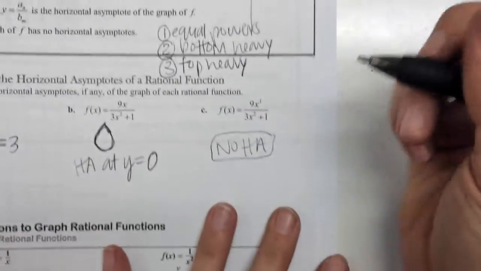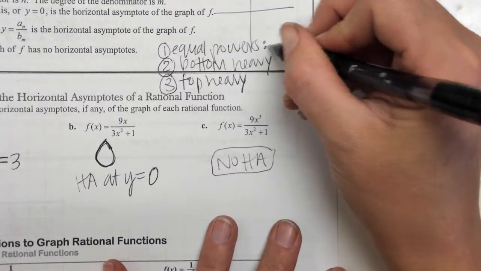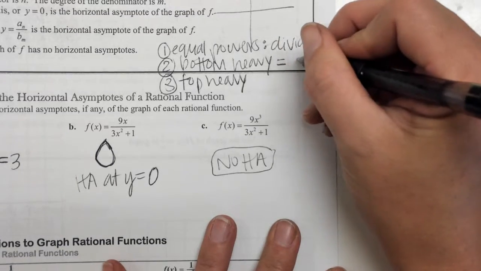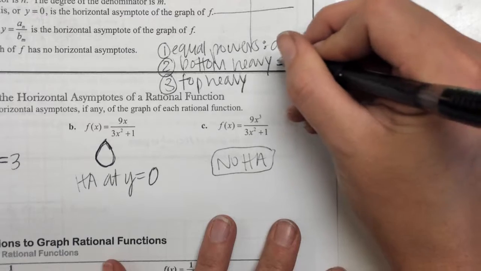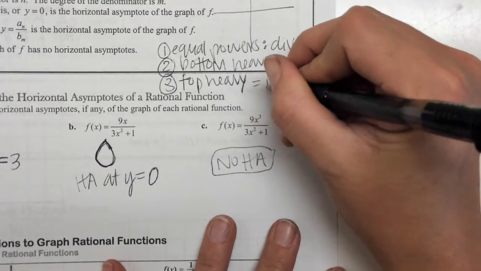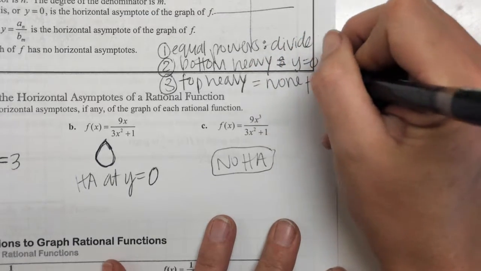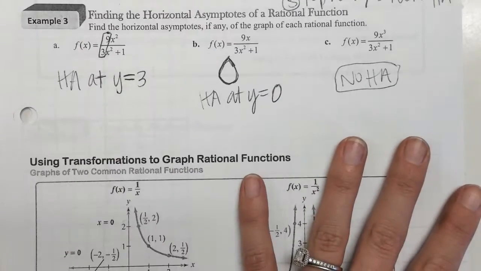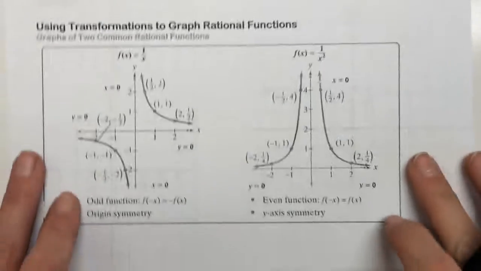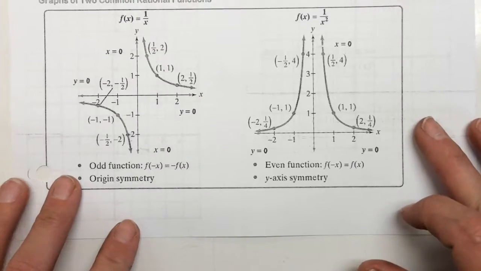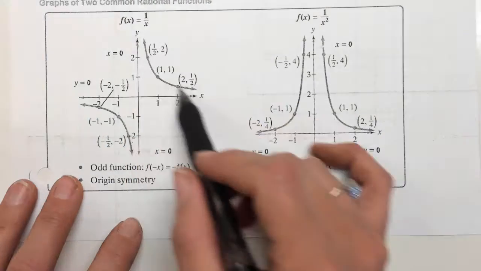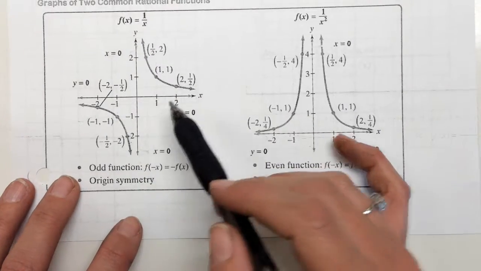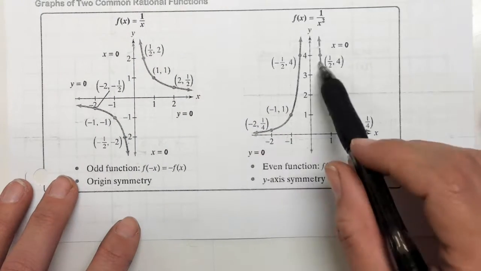So go back up here. Equal powers, divide the leading coefficients. Bottom heavy, y equals 0. It's at y equals 0. Top heavy, none. No HA. And here is what two horizontal asymptotes would look like. Here you can tell the horizontal asymptote is at 0. Here you can tell it is at 0 as well.